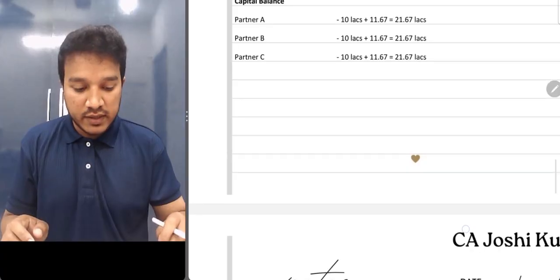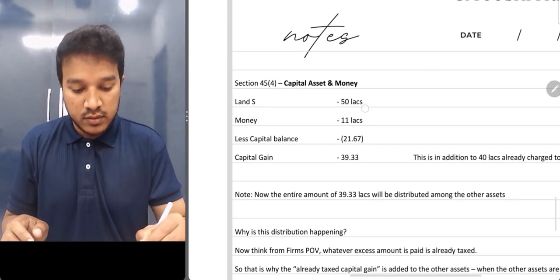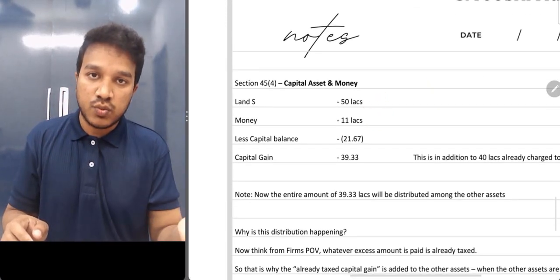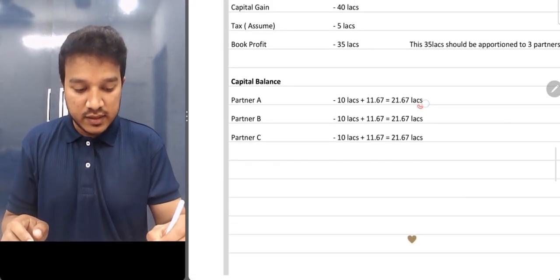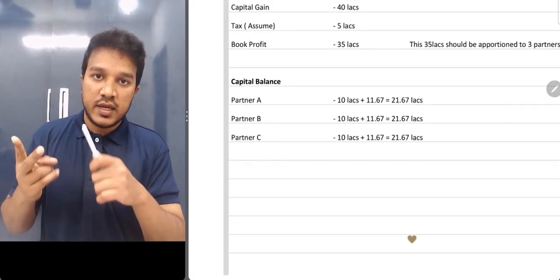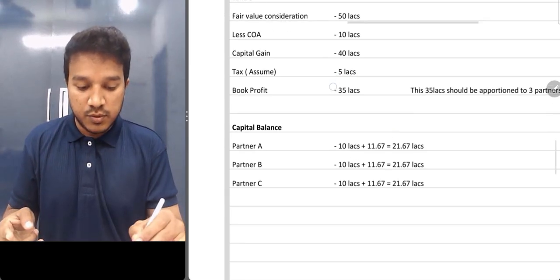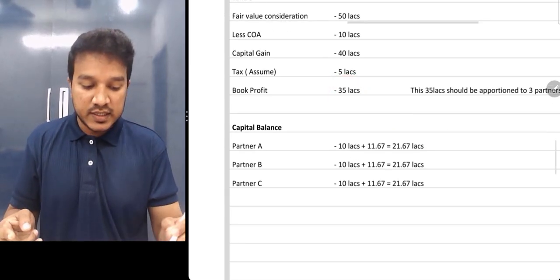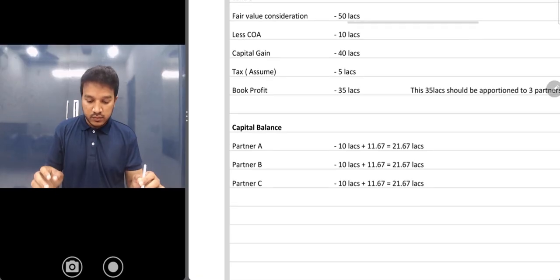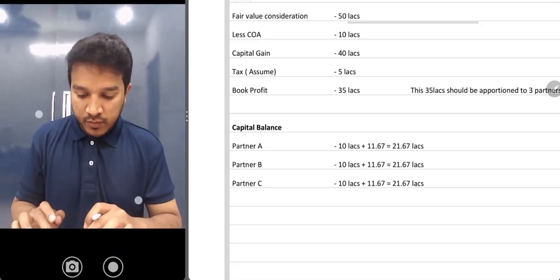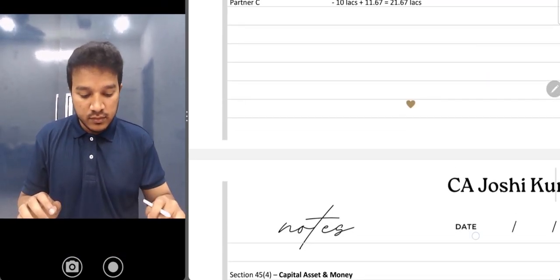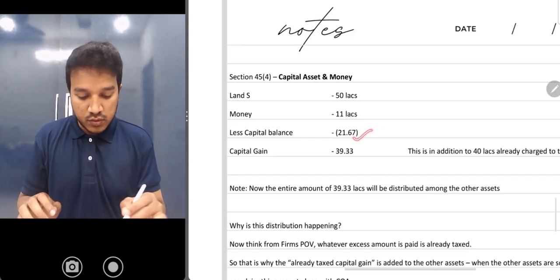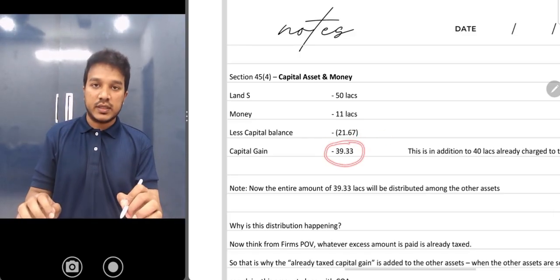But here you are giving him 50 lakhs, and you are giving him 11 lakhs money. Against what? His capital balance is 21 lakhs. Correct? You calculated his capital balance, no? Earlier it was 10 lakhs and you added the book profit, his share of this book profit. So ultimately his capital balance is 21 lakhs. So you deduct 21 lakhs, then he gets a capital gain of 39.33.